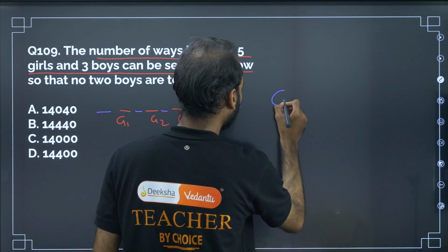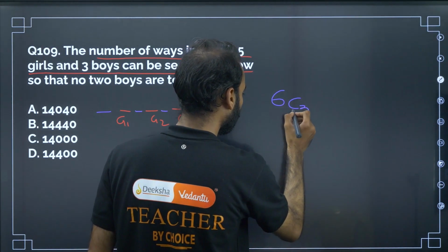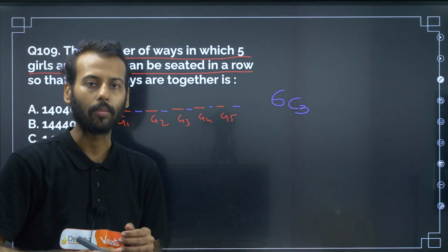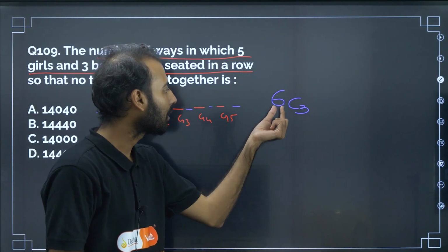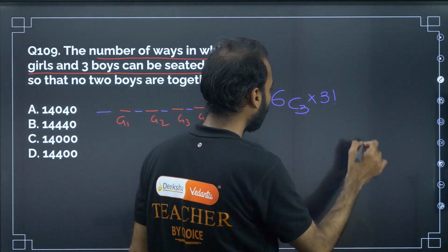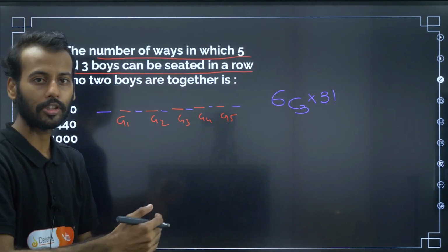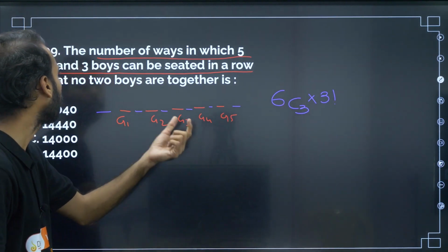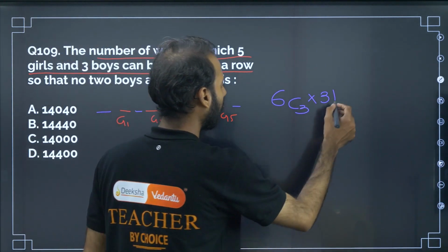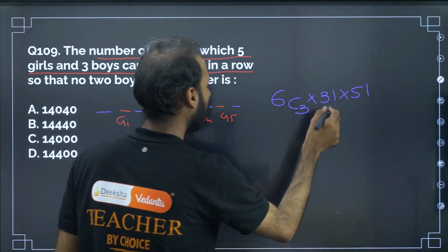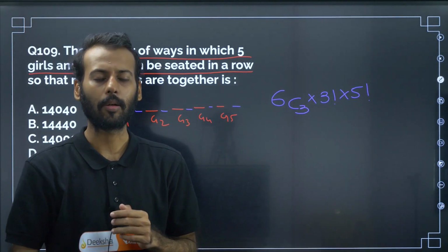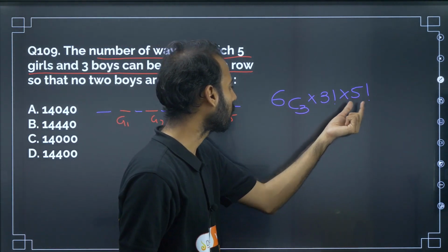6 places are there for these 3 boys. So 6C3, I am using the concept of combination, choosing 6C3, and then they among themselves can be arranged in 3 factorial ways. Those 3 boys among themselves can be arranged in 3 factorial. And in the remaining 5 places, how many ways can the girls be placed? Among themselves they can be placed in 5 factorial. In one of my previous videos I already said n objects can be arranged among themselves in n factorial ways. So that concept I am using.